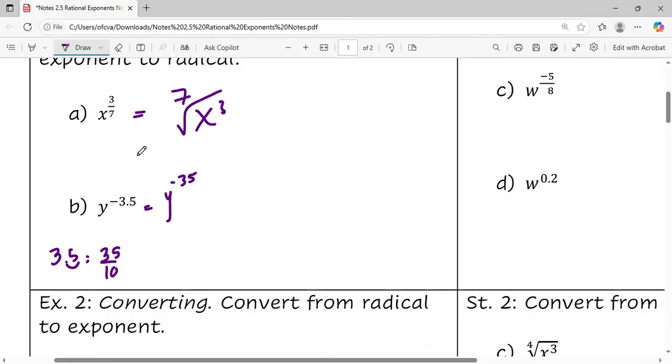35. Oh, sorry, I forgot to tell you that you have to reduce it. I'm forgetting regular things here, guys. Sorry about that. So 35 over 10, reduce. You can reduce both by 5. If I reduce 35 by 5, I get 7, and 10 by 5, I get 2. So it becomes y to the negative 7 over 2 power, right? Or y to the negative 7/2.